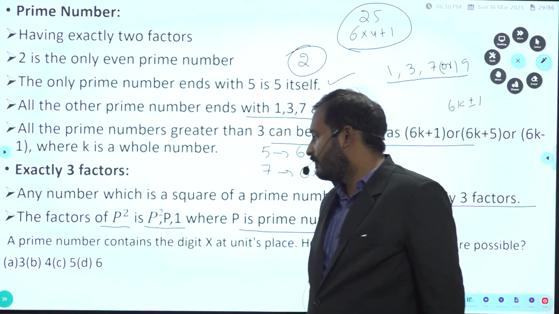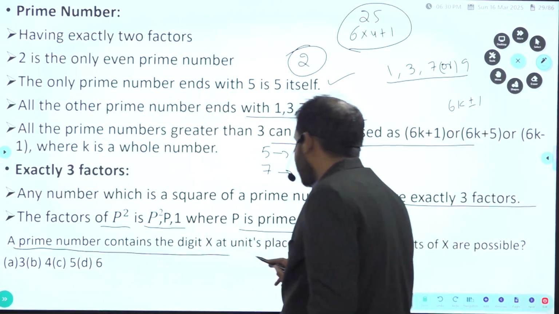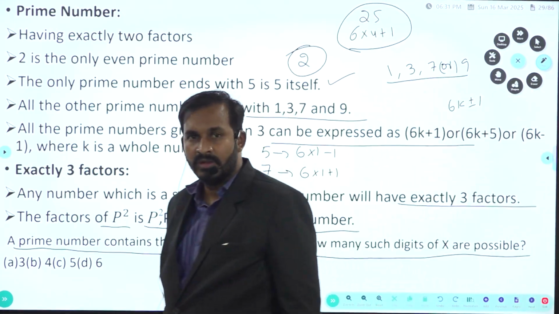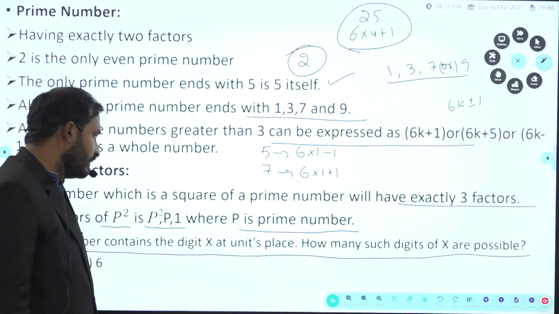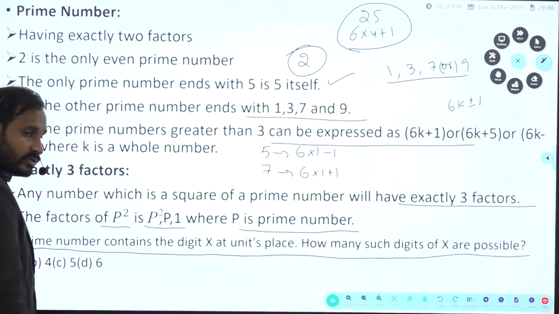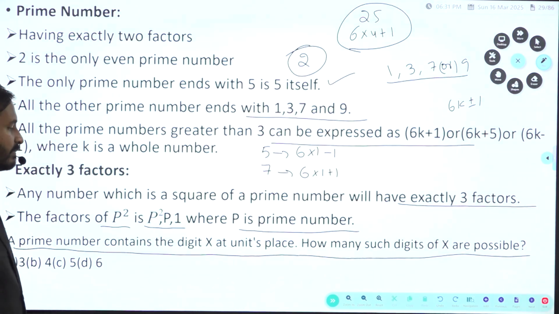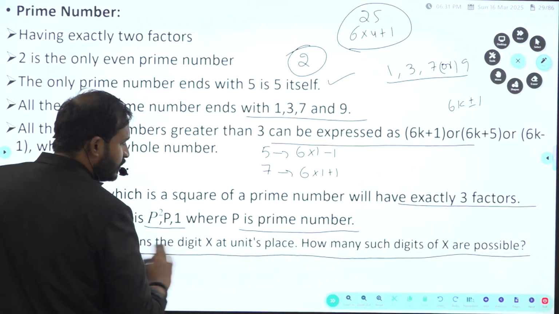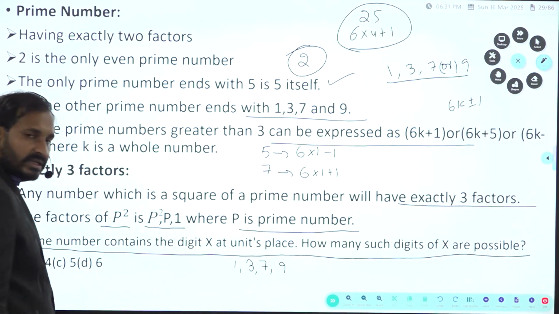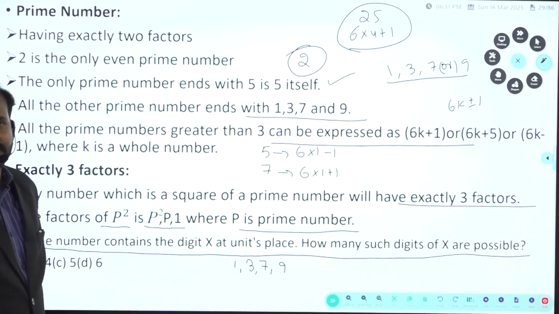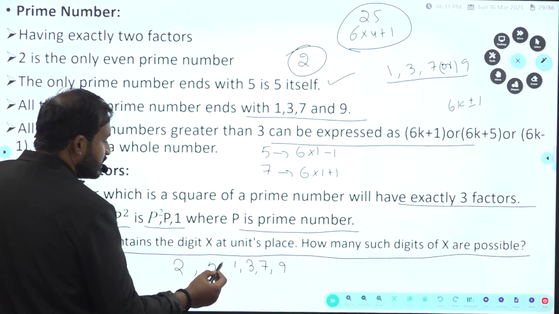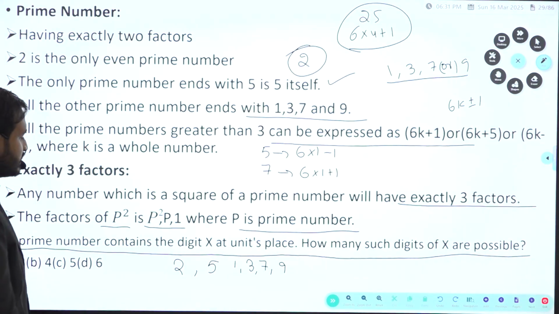And next, now we will see a question. A prime number contains the digit x at units place. How many such digits of x are possible? So what they are telling is, a prime number contains the digit x at units place. So what are the chances for the units place in any prime number? Usually, putting 2 and 5 aside, it can be 1, 3, 7 and 9. Along with this, there are 2 more prime numbers which have the unit digit as 2 and 5, only those 2 numbers, 2 and 5.